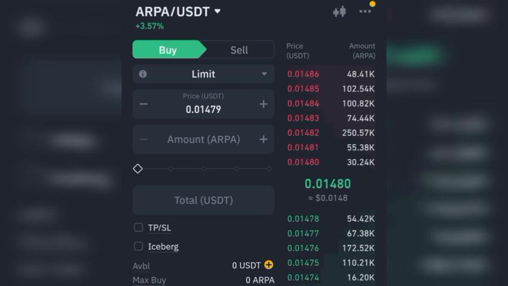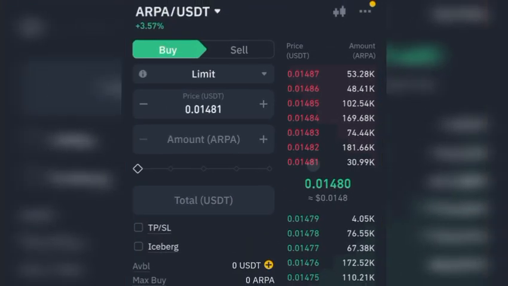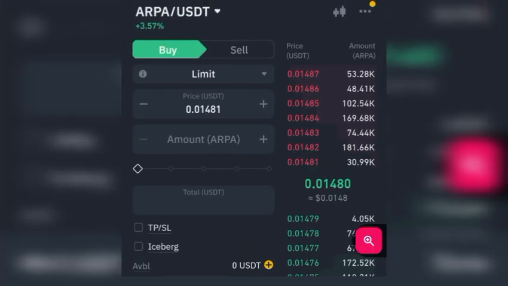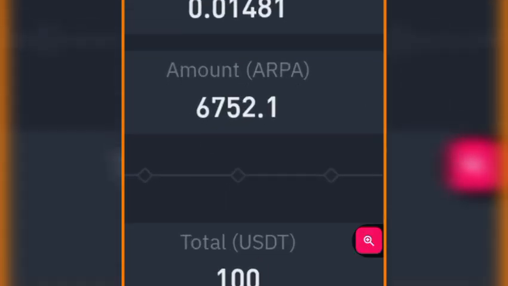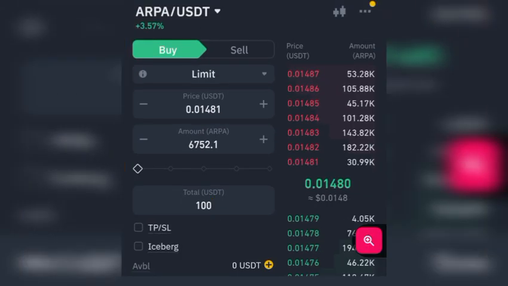We have to choose the higher price. Let us refresh. The higher price is now 1481. Let's choose that higher price. Put in $100. Can you see that? Oh, thankfully, it's only 0.1. So that means we're not going to have too much problem with that.